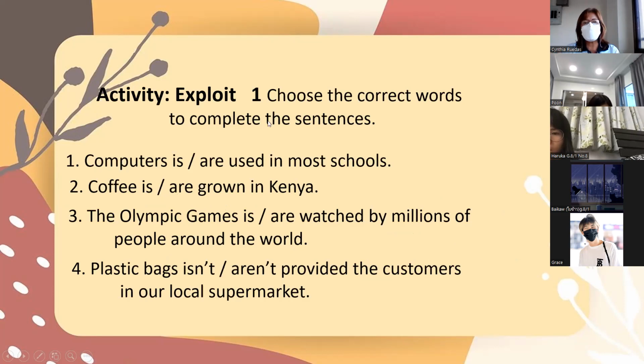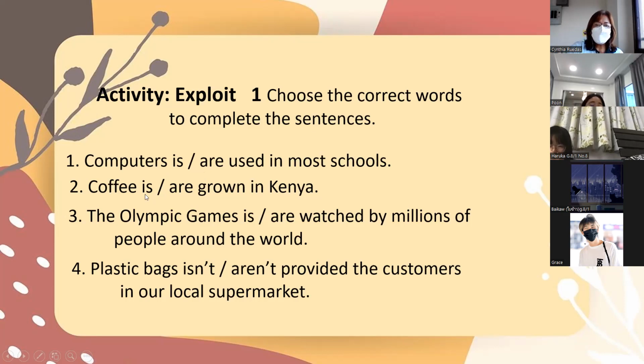Okay, for number one, exploit one, choose the correct words to complete the sentences. Okay, let's have this one so that you can understand our lesson. Computers are used in most schools. What will be your answer? Just underline your answer in your book. And then, of course, you should write your name, take a photo, and send it to our line group, okay? For number one, computers are used in most schools.